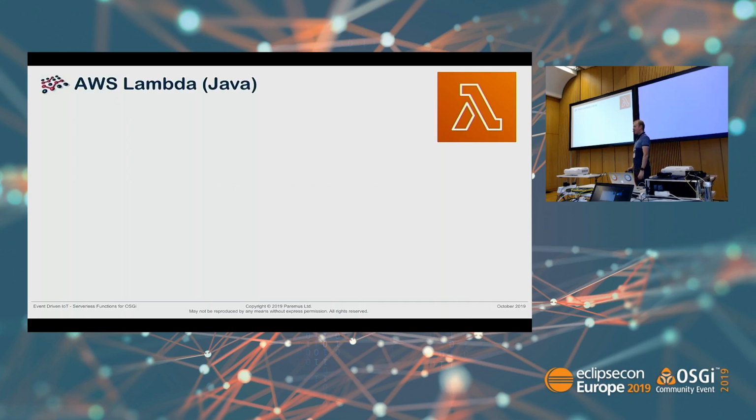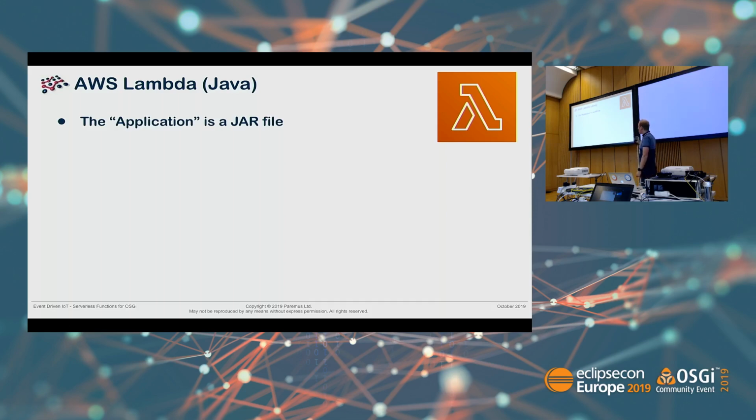So let's talk Java functions as a service. And I'm going with Amazon Lambda mostly because it wasn't the first one, but it was the first one that was successful. So a lot of people have played with it. They may be familiar with what I'm about to talk about.